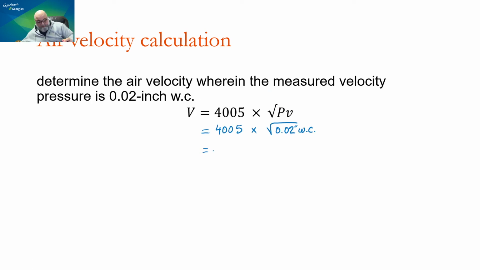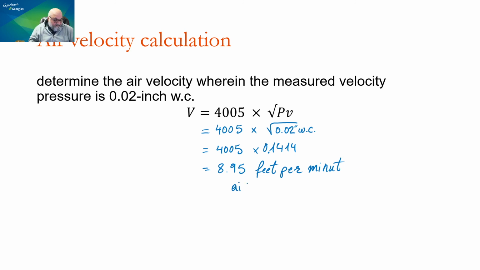Always make sure that you don't need to do any conversion of units. So if I do the square root of 0.02, can I do it here? No. Can I do it here? Yes, I can. The square root of 0.02 is 0.1414, multiplied by 4005, and I'm going to get 8.95 feet per minute of airflow velocity. Yeah, like 566.